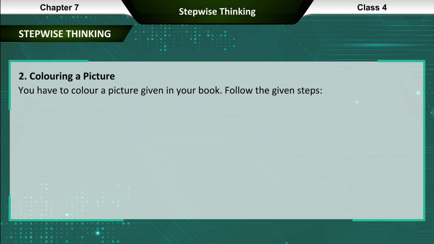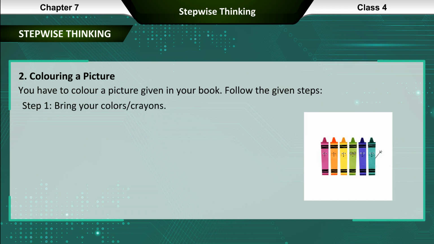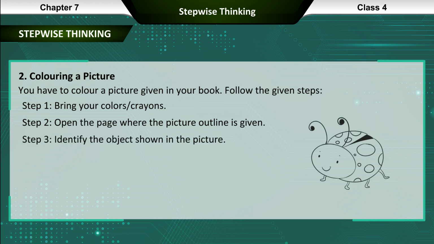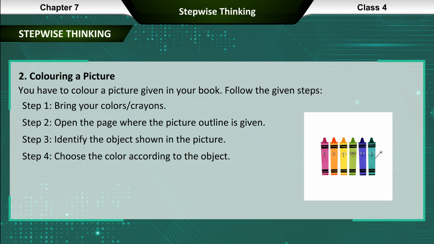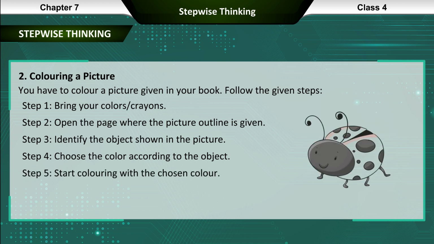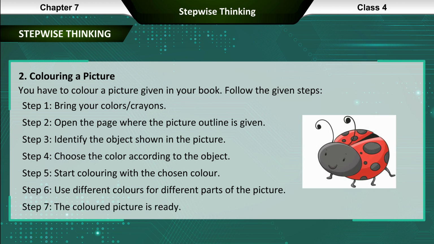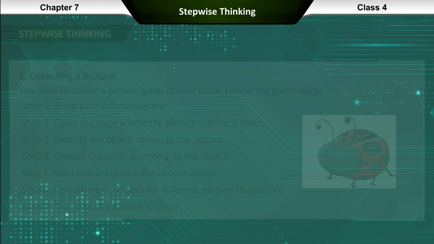2. Coloring a picture. You have to color a picture given in your book. Follow the given steps. Step 1. Bring your colors, crayons. Step 2. Open the page where the picture outline is given. Step 3. Identify the object shown in the picture. Step 4. Choose the color according to the object. Step 5. Start coloring with the chosen color. Step 6. Use different colors for different parts of the picture. Step 7. The colored picture is ready.